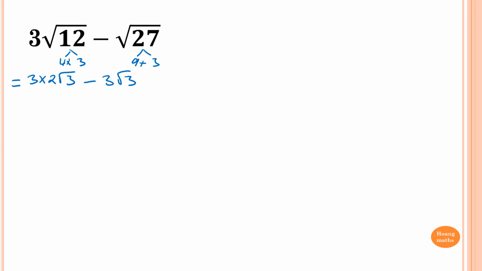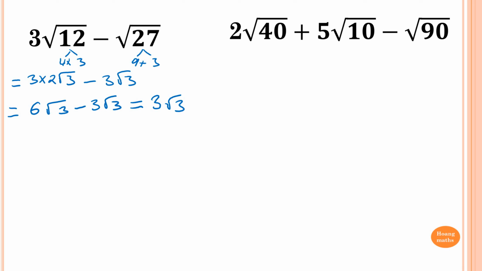Of course, I write equal here. Then 3 times 2 is 6, so 6 square root of 3 minus 3 root 3, which is equal to, I write here, 6 minus 3 is 3. So the answer is 3 square root of 3. Okay, very simple. Now look at this one here.